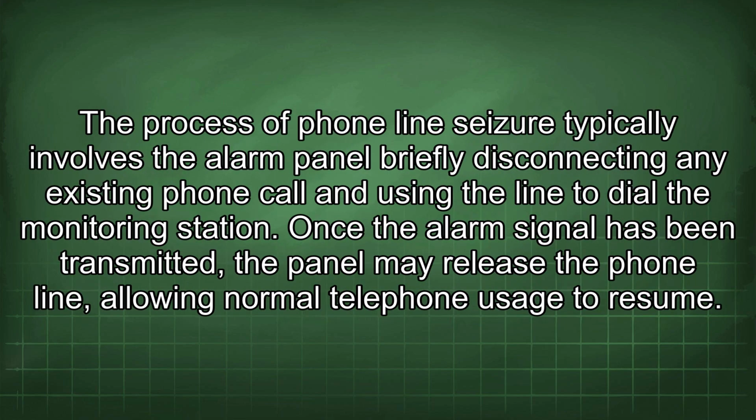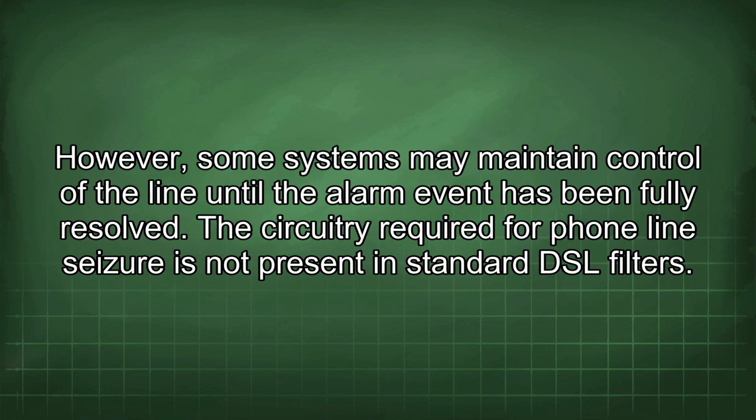The process of phone line seizure typically involves the alarm panel briefly disconnecting any existing phone call and using the line to dial the monitoring station. Once the alarm signal has been transmitted, the panel may release the phone line, allowing normal telephone usage to resume. However, some systems may maintain control of the line until the alarm event has been fully resolved.